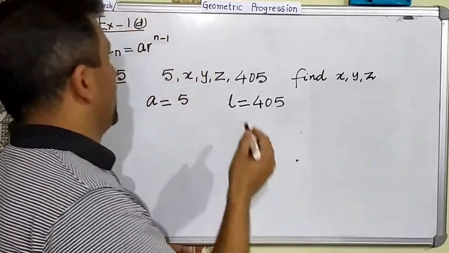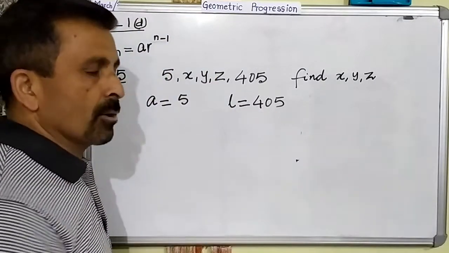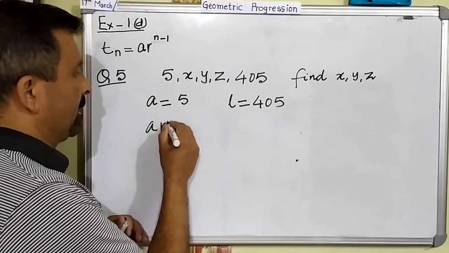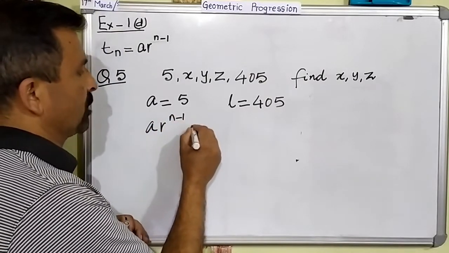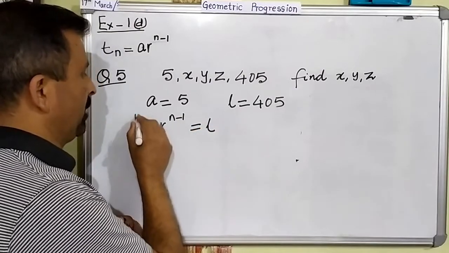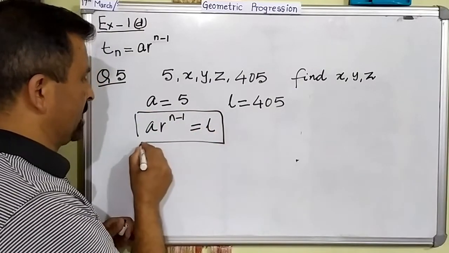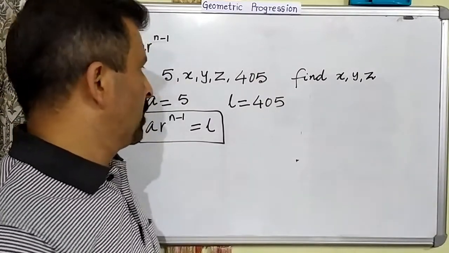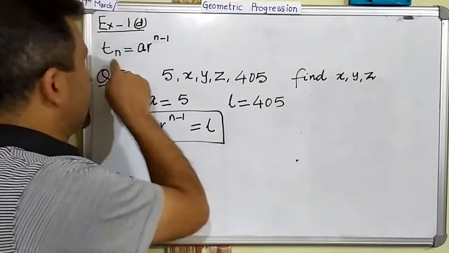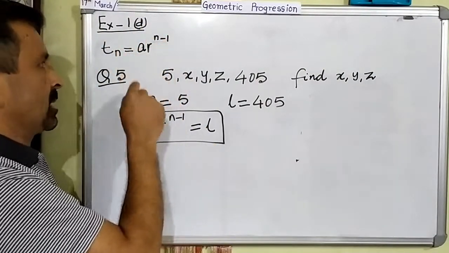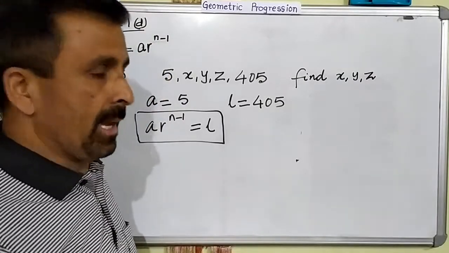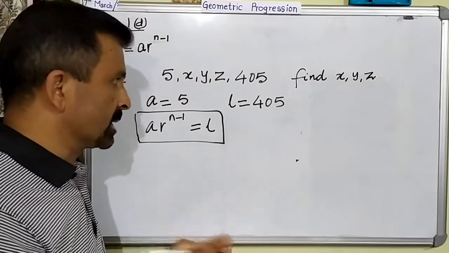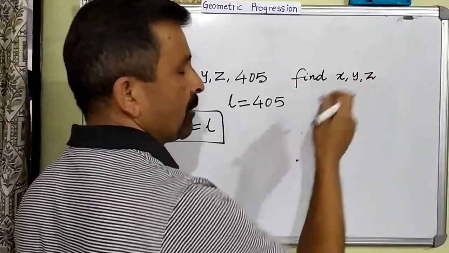We can use the nth term formula, which can also be written as ar^(n-1) equal to L. This is the last term formula. Same as in arithmetic progression, where we also had a formula for the last term, in GP also we have this formula. The same formula, Tn equal to ar^(n-1). When the last term is given, then this Tn can be replaced by L. Using this formula we will try to calculate the value of r, and once r is calculated, we can easily find the value of x, y and z.